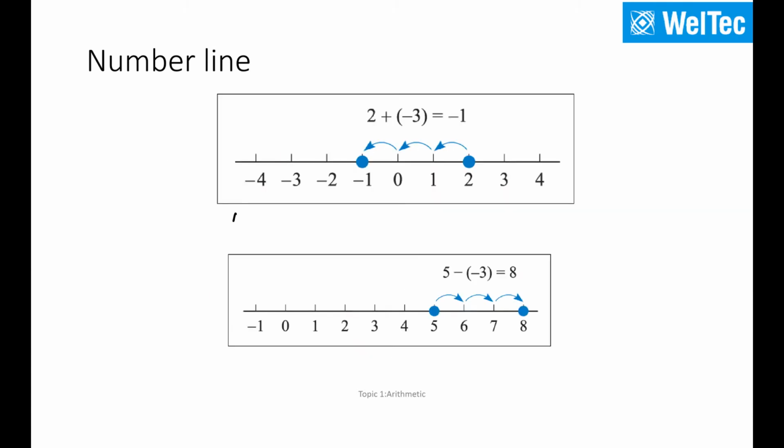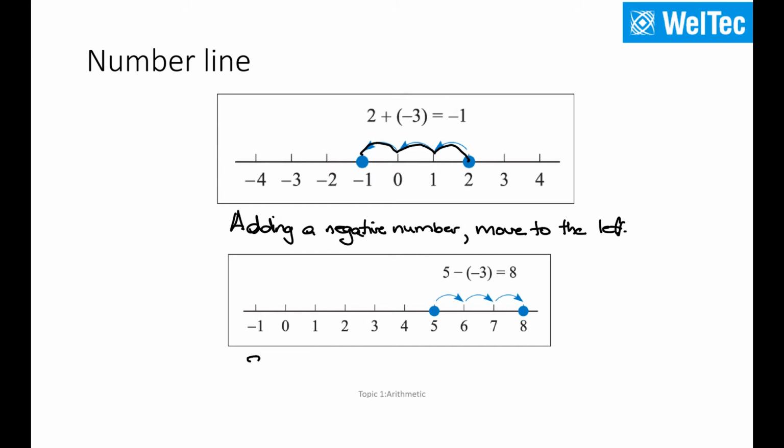This time we're adding a negative number. And in actual fact, that's the same as subtracting. We move to the left, so it's the same as subtraction. So if we want to say 2 plus -3, then we're going to go 1, 2, 3 to the left, and we get -1.